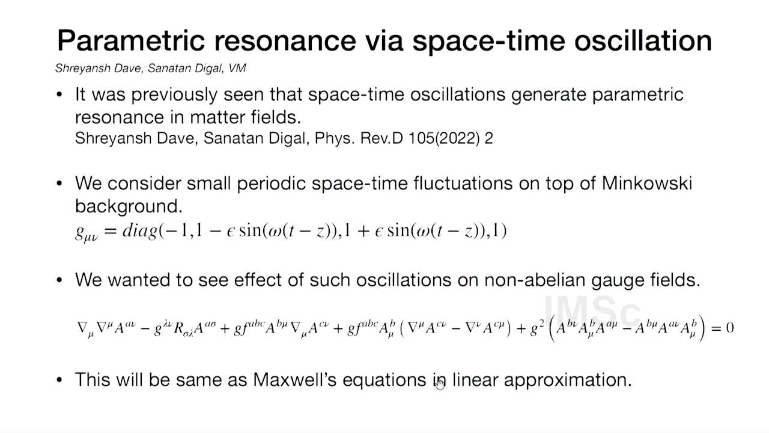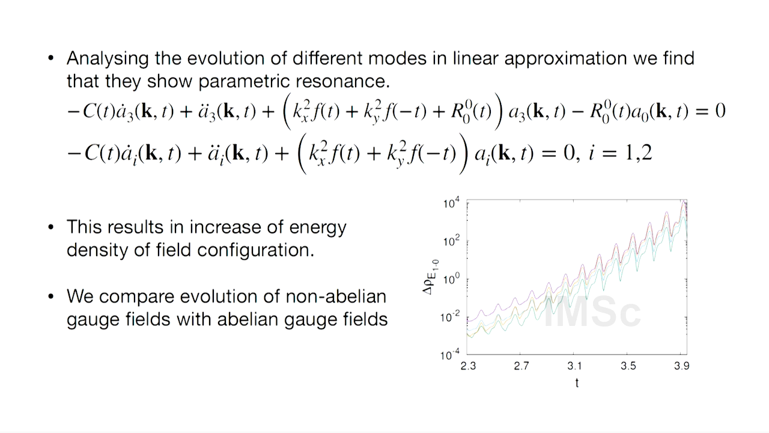This leads to this equation of motion for the non-abelian gauge field, and we can see that in the linear approximation, this is the same as Maxwell's equation in this metric background. We analyzed and evolved these equations, and we studied the different modes of those fields. In the linear approximation, these are the equations for those modes, for A1, A2 and A3.